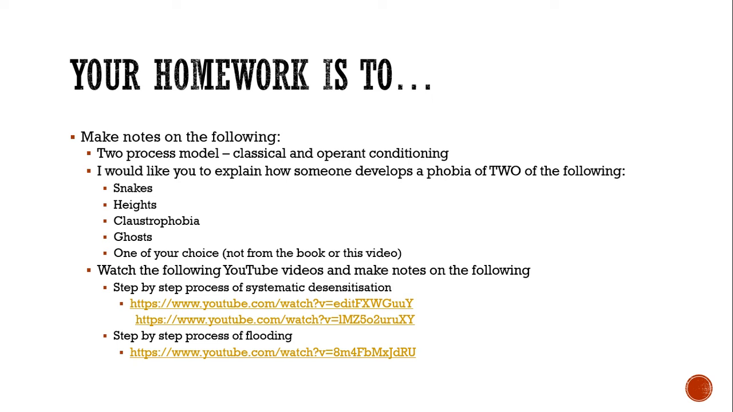I want you to have a read of classical and operant conditioning, and then pick two of the following phobias: snakes, heights, claustrophobia, ghosts, or one of your choice. So not from the book or the video, so don't just steal the one I'm going to use, or one from the book, because I will know. You can choose two of your own choice, or one from the list and one of your own choice, or two from the list. I really don't mind. The key thing is that you have done some of those.